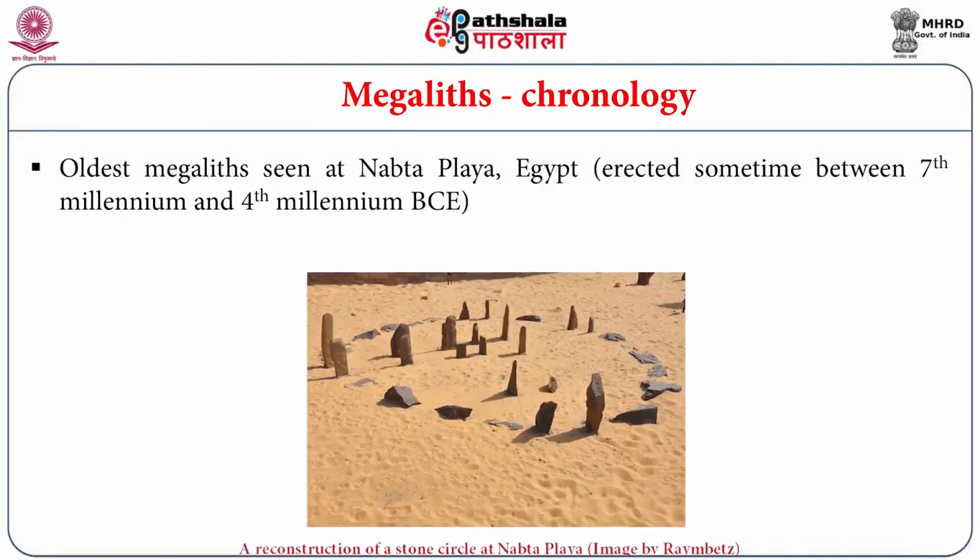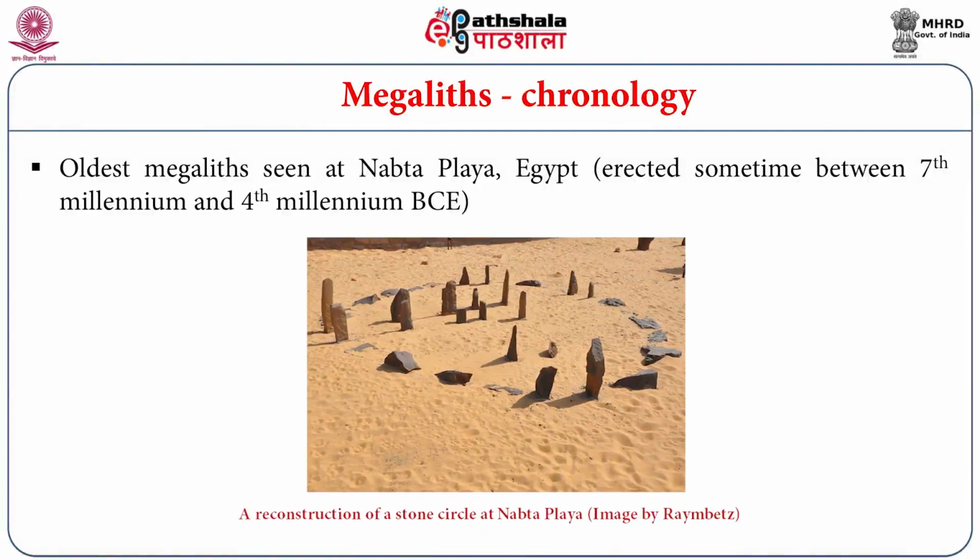What you see here in this image is a monument from Egypt. They are known as the earliest monument. They are found at the site of Nabta Playa. They are erected somewhere between 7th millennium and 4th millennium BC. These are perhaps the oldest megalithic monuments, and interestingly, they resemble some of the later period monuments. That is why the early scholars considered that these ideas might have originated at one place in the world and might have diffused to different parts of the world. This particular theory is known as diffusion theory. It is no longer accepted.